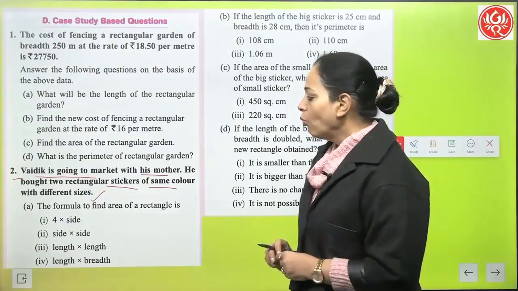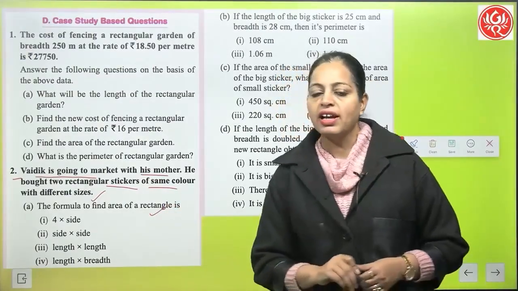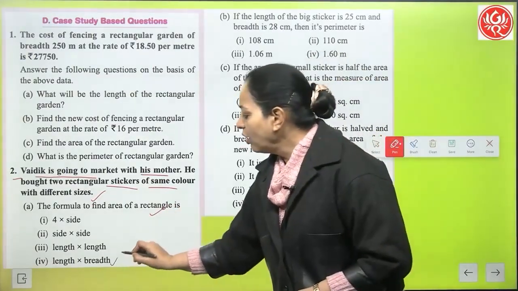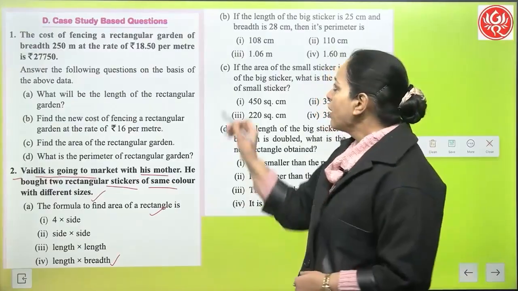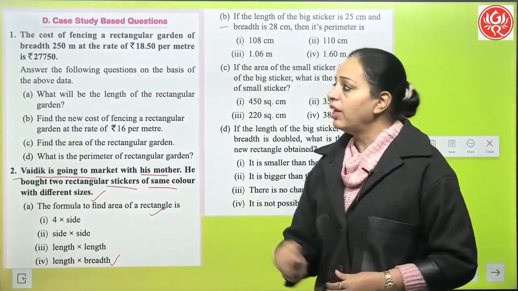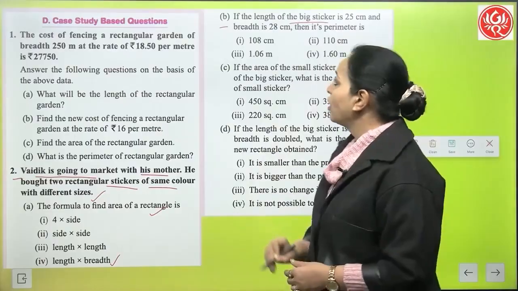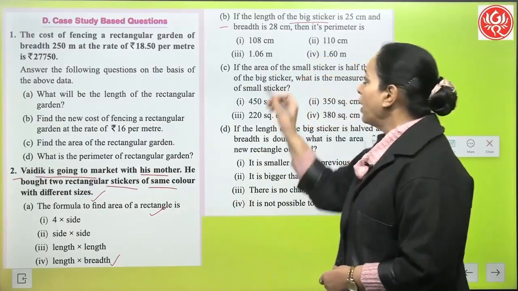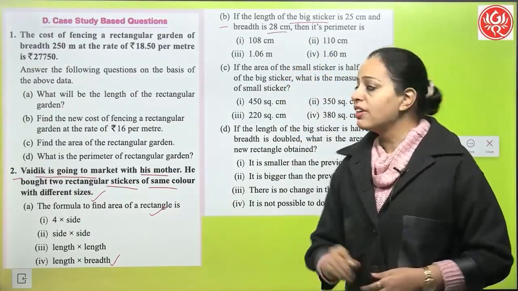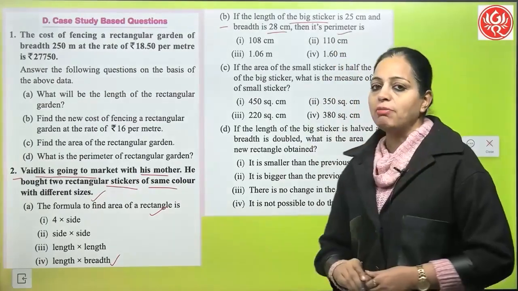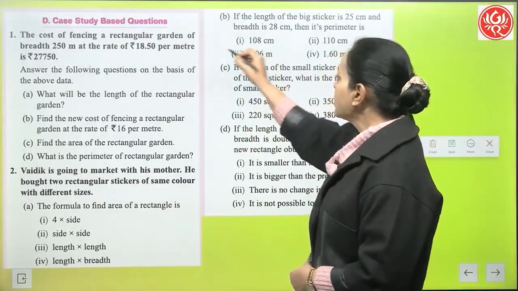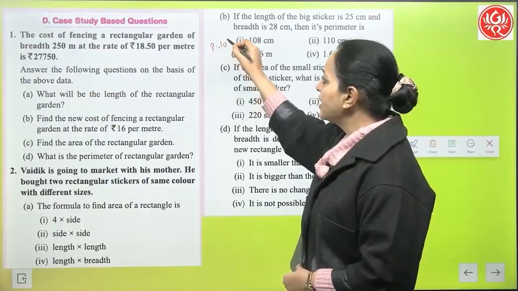A part. The formula to find area of a rectangle is what? Length into breadth. Okay. Now come to B part. If the length of the big sticker is 25 centimeter and the breadth is 28 centimeter, then what is its perimeter? So perimeter is 106 centimeter.